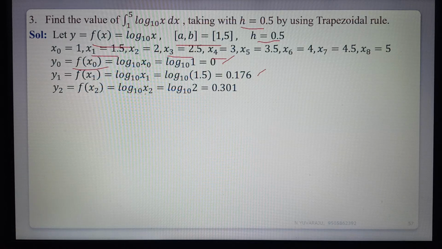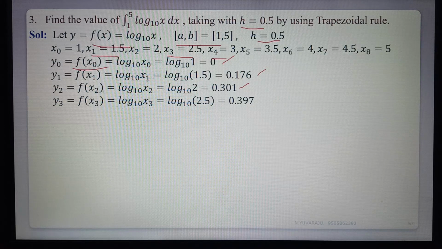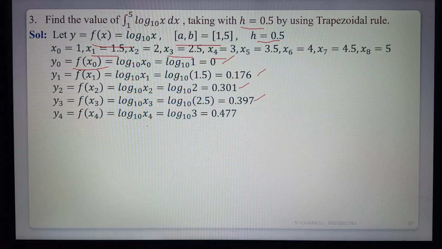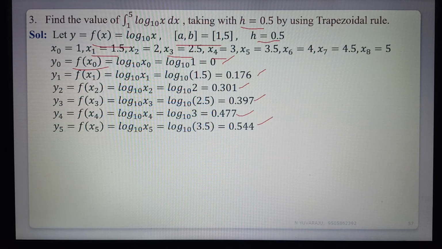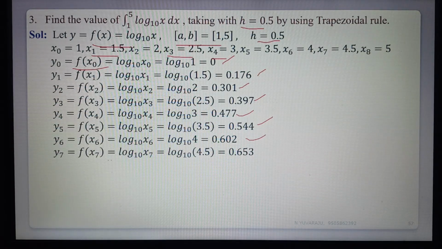y2 is f of x2, log 2 base 10, 0.301. y3, log 2.5 base 10, 0.397. y4, log 3 base 10, 0.477. y5, log 3.5 base 10, 0.544. y6, log 4 base 10, 0.602. y7, log 4.5 base 10, 0.653. y8, log 5 base 10, 0.698. So this is the y values only.